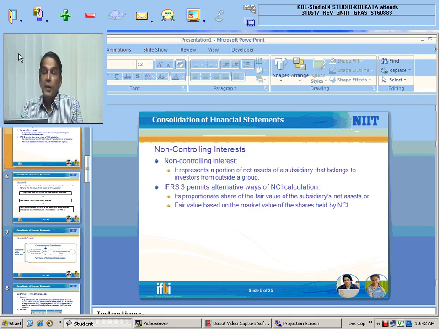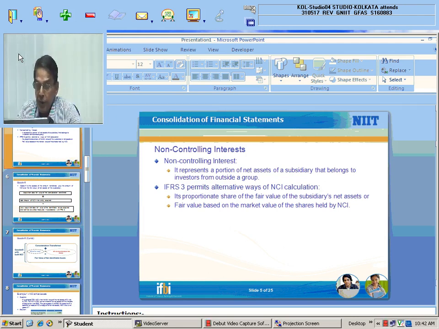So IFRS 3 permits alternative ways of NCI calculation, how to calculate the non-controlling interest. One way is the proportionate share of the fair value of the subsidiary's net assets, or the second alternative is the fair value based on the market value of the shares held by the NCI. So either it can be proportionate share of the fair value of the subsidiary's net assets, which are attributable to the non-controlling interest or minority shareholders, or fair value based on the market value of the shares which is held by the non-controlling interest or investors outside the group.